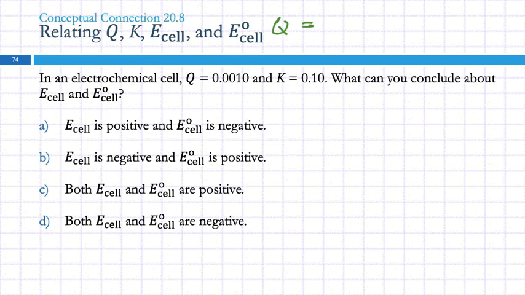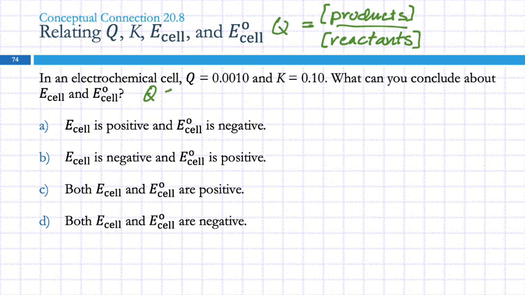Q is products over reactants. When Q is small, that means products are bigger and reactants are smaller, right? So that's going to shift the reaction toward the reactants. So Q is less than 1, so then the cell potential is less than the standard cell potential.